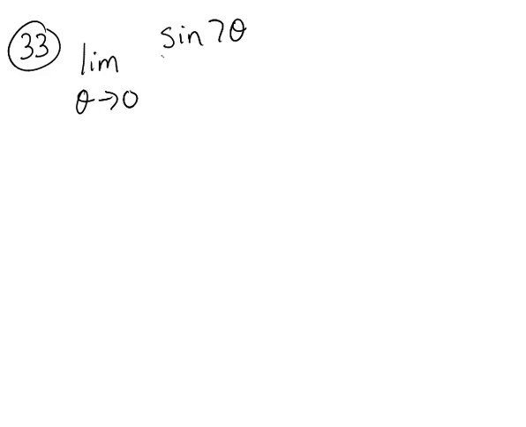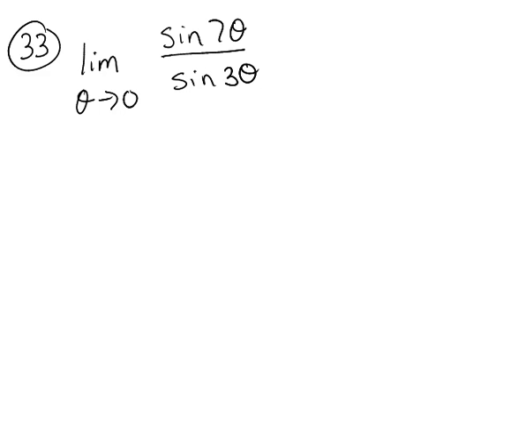Okay, I want to look at number 33 in section 2.6 because I thought this one you might like to see the argument here. Now, you want to look at the limit as theta goes to 0 of the sine of 7 theta divided by the sine of 3 theta.